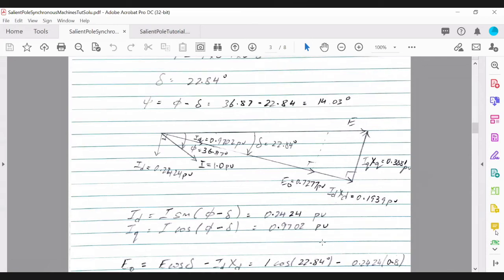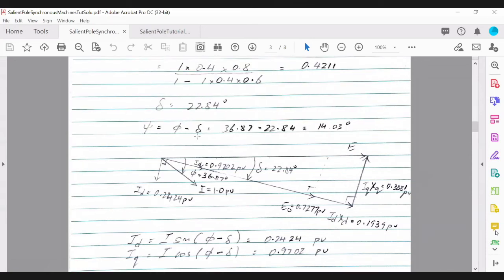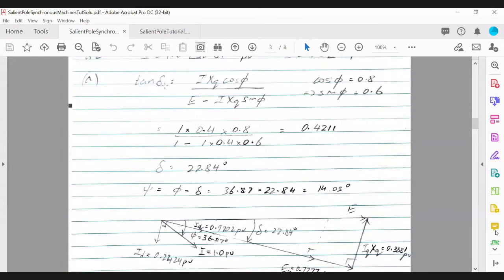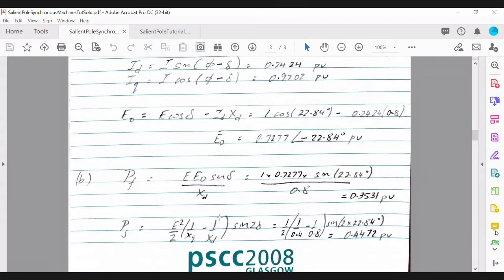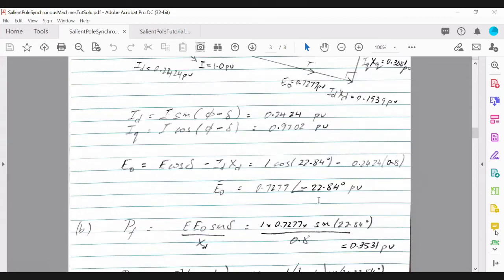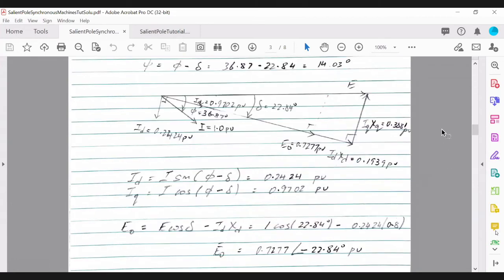So that's your value of E naught, and the angle is minus 22.84. Okay, so that's from the angle delta that we worked out using tan delta. And from there, we can determine the induced voltage in vector form. And also we can draw the phasor diagram and insert all the values. So just take note, we have two angles to show. One is delta and one is phi.